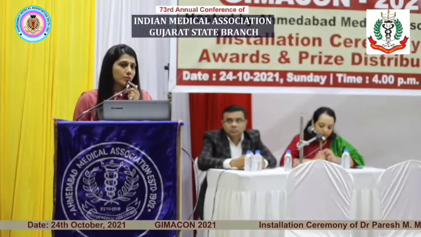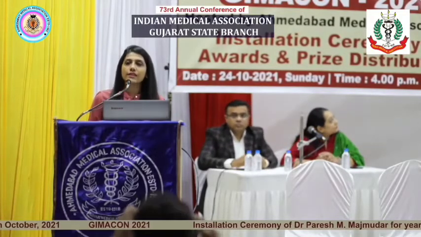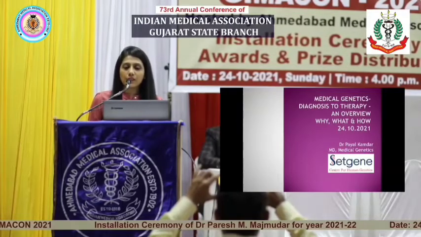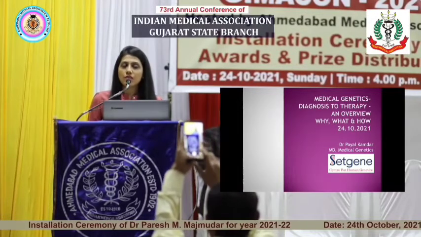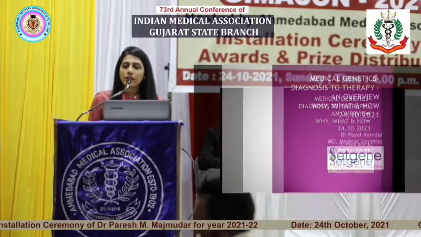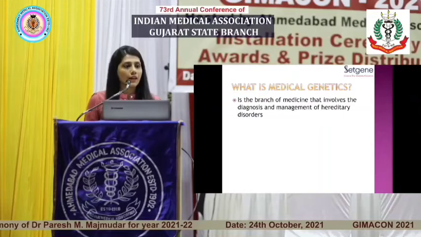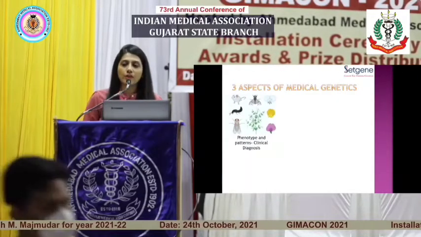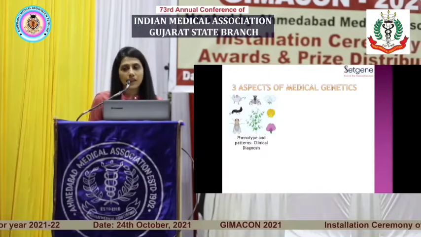So what is medical genetics? It is the branch of medicine that involves the diagnosis and management of hereditary disorders. Let's look up the three components of medical genetics. First will be the phenotype and patterns, which give us the clinical diagnosis. Next will be the genotype, which gives us the molecular diagnosis and will help us in genetic counseling. And because of these two components, medical genetics has now reached the stage of gene therapies.